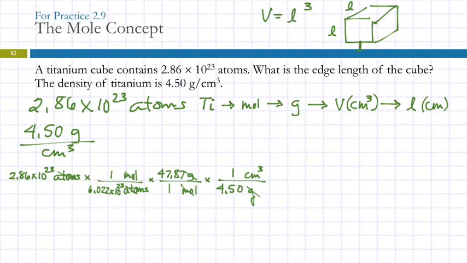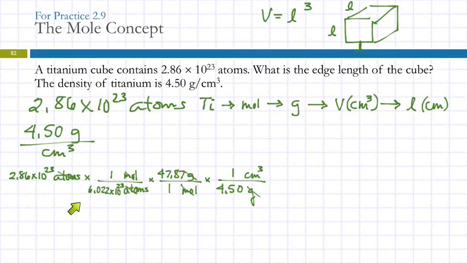So then I do the math. Am I expecting a really huge number or a really, really small number? No, probably kind of like just a regular sort of number, right? Because I've got this giant number, but I'm dividing by a giant number, and these other numbers are kind of reasonable. 2.86 EE23 divided by 6.022 EE23 times 47.87 divided by 4.5.